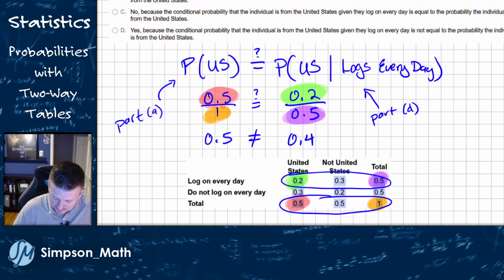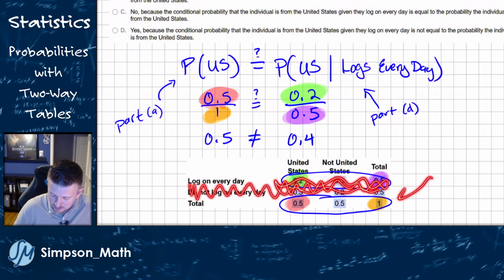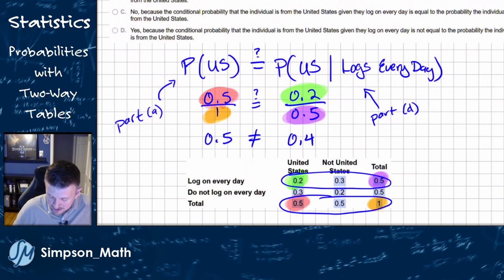Well, what does US say by itself? So US says by itself, I'm ignoring all the log on every days, and I'm just looking in this bottom row. So my total is 1, and I have 0.5 for my United States, so 0.5 over 1. Obviously, that's going to just be 0.5 in the end. So we have that for what does US say by itself? 50%. By the way, we already found that number in part A. Then, what does US say given is with something else? Given is with logs on every day.